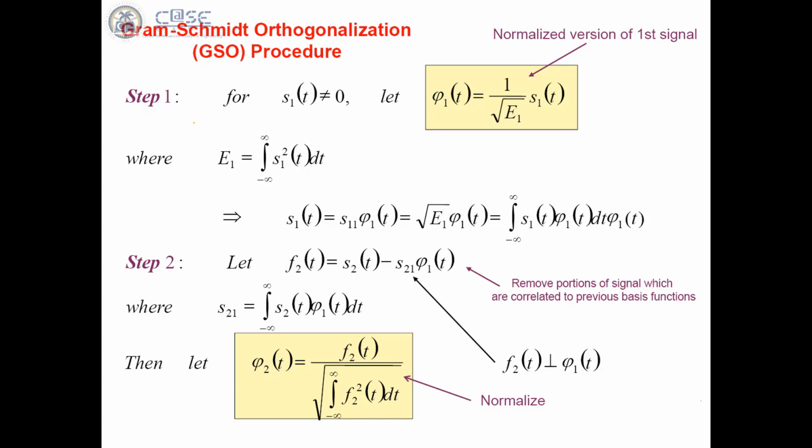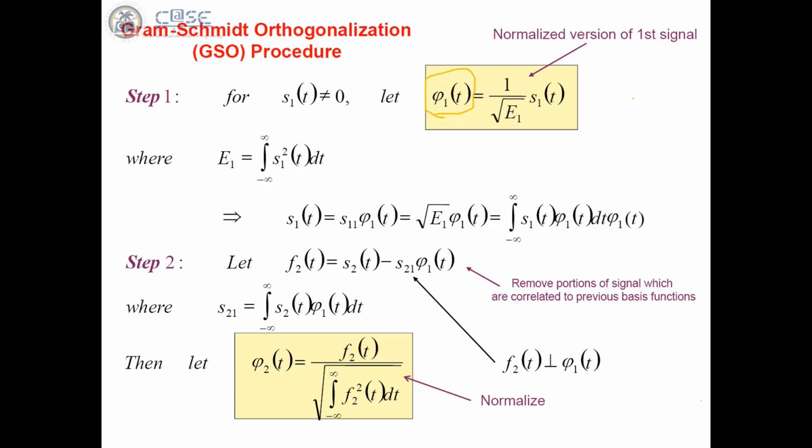The step 1 of the GSO process is to choose phi1 of t equivalent to S1 of t normalized by the norm of S1 of t, where S1 of t can be any function chosen out of the given possibilities. You could have selected S2 of t here, or S3 of t, or S4 of t, assuming you have 4 possible signals. But provided the signal is not equivalent to 0, you could have chosen any signal as the first signal and normalized it by its energy to get the first basis function.